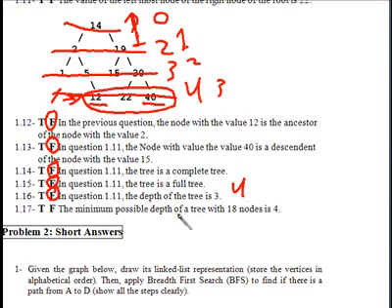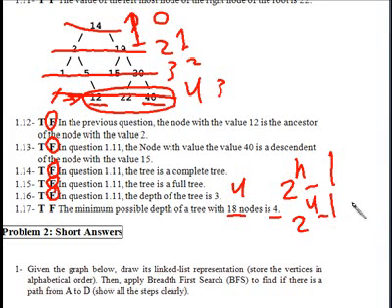The minimum possible depth of a tree of 18 nodes is 4. Remember that 2 to the power h minus 1 is the number of nodes that you can have when you have height, for example, h equal to 2 or 3 or 4 or whatever height that you have. Okay, now the depth is 4. So replace h by 4. So we will have 2 to the power 4 minus 1, which is 15.